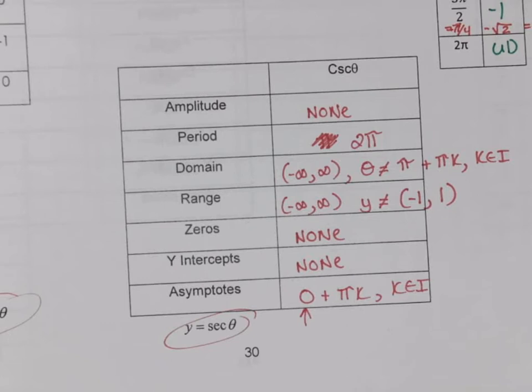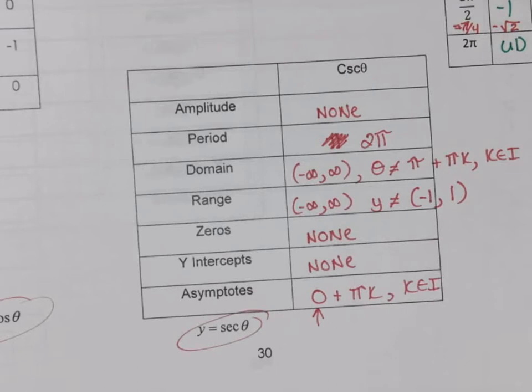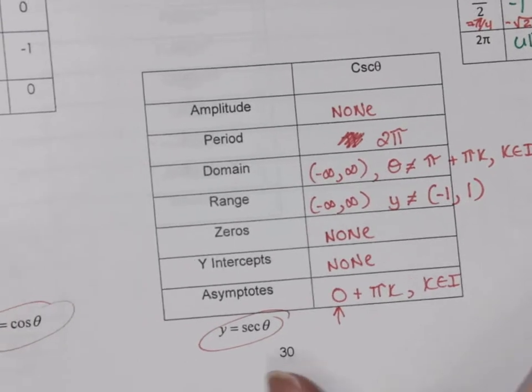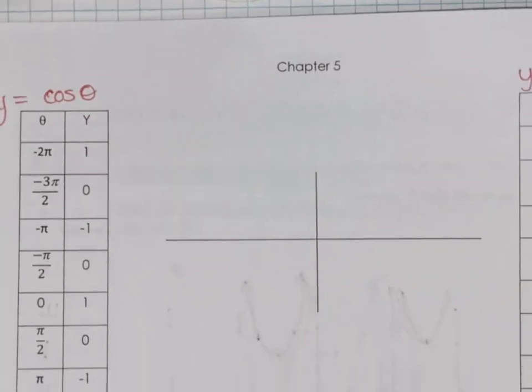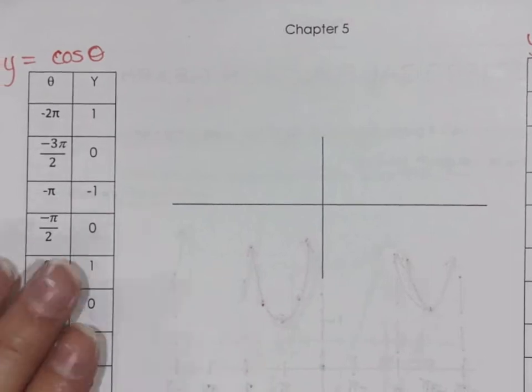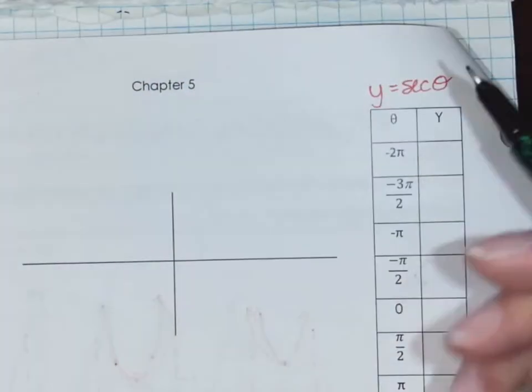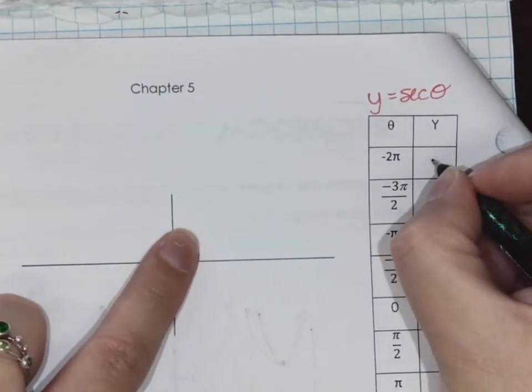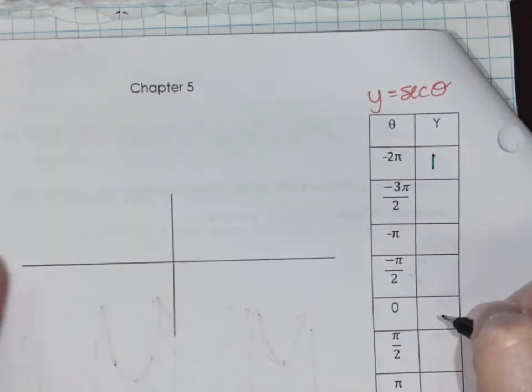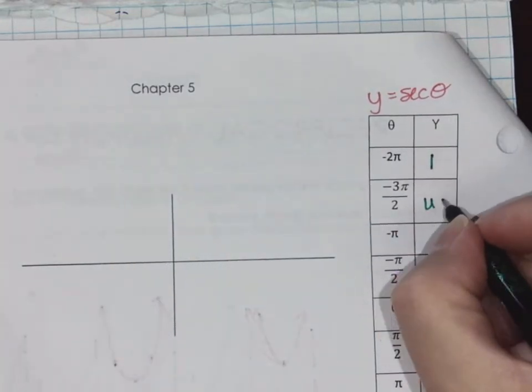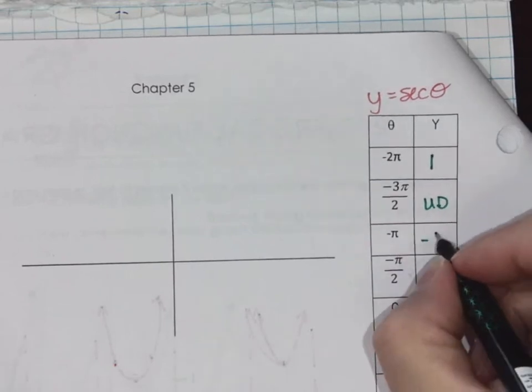Yeah. Okay, cool. All right, so I did the same thing with cosine, where I gave it to you. That is our cosine table. So now let's fill in our secant table. At -2 pi, it's 1. And if it was 0, now it's undefined. If it's -1, it's still -1. At pi over 2, it's undefined. 1, undefined, -1, undefined, +1. Well, that's exciting.